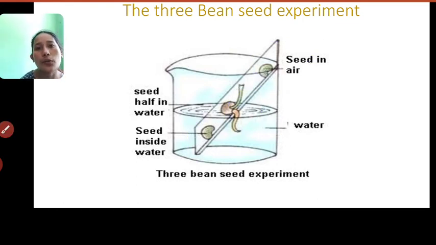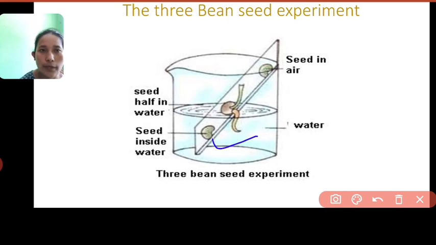After a few days, what we will see is, in the seed which was completely submerged in water, no germination took place because it did not get sufficient oxygen, which is also essential for germination. The second seed, which was partially submerged in water, germinated because it got the water needed for germination and even the oxygen. So germination occurred in the second one.